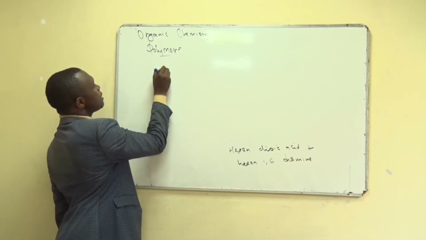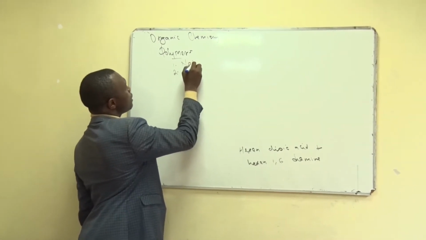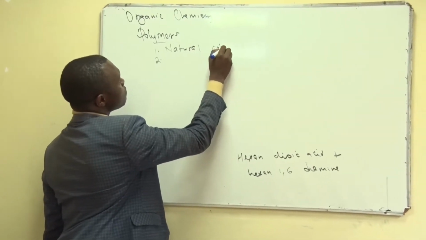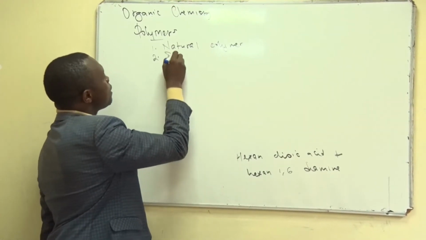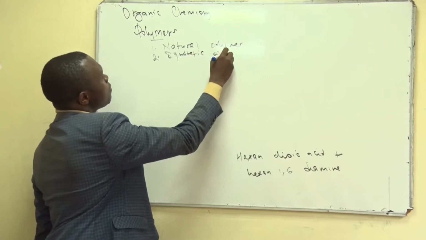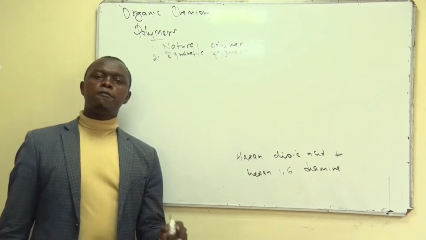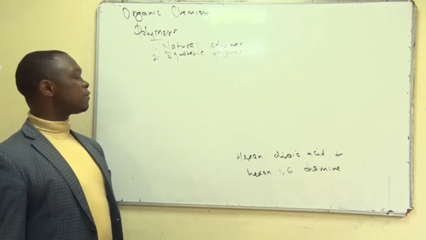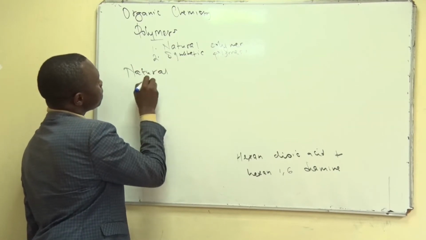Number one is the natural polymers. Then number two, we have the synthetic polymers. Now natural polymers are formed naturally. They occur in living organisms or living matter. For example, we can mention the natural forms of polymers.